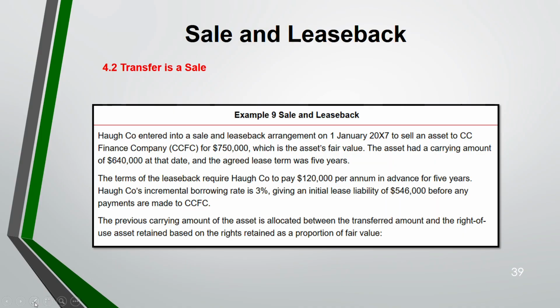Now, example 9. This is about a company entering into a sale and leaseback arrangement, selling an asset for 750,000, which is the asset's fair value. The carrying amount of the asset is 640,000. The agreed lease was 5 years. The term of the leaseback required them to pay 120,000 in advance for 5 years. The incremental borrowing rate is 3%. The initial liability is 546,000. So for the previous carrying amount, now you have to allocate between the amount that you have transferred and the right of use asset retained, based on the right retained as a proportion of the fair value. So this is the solution for it.